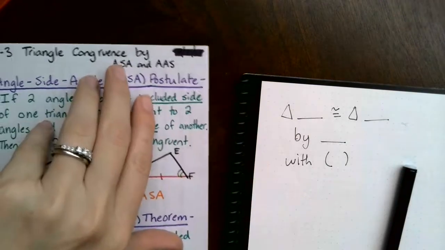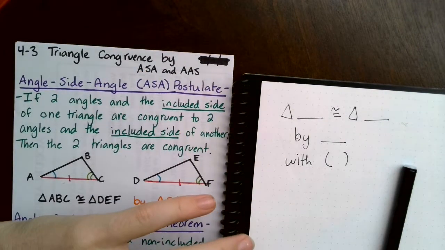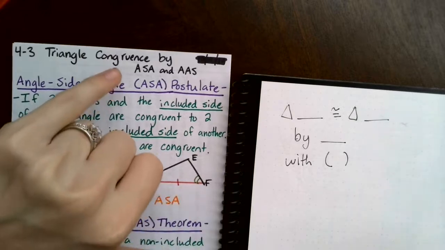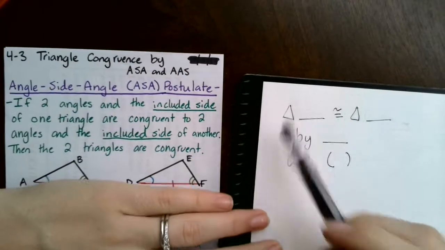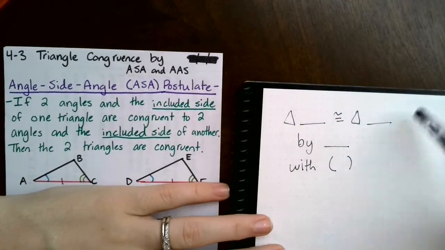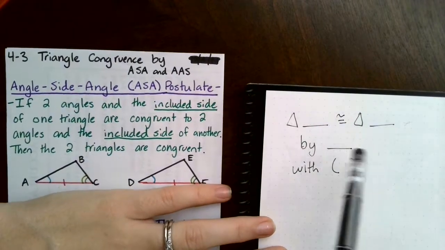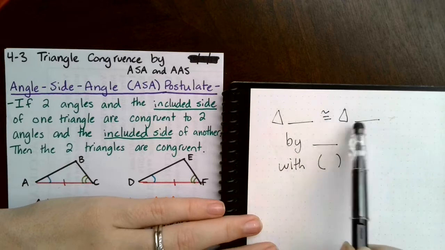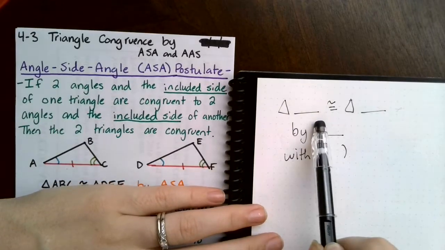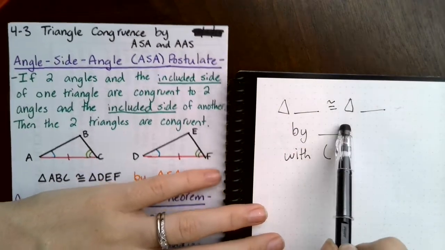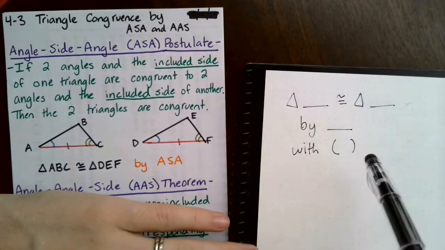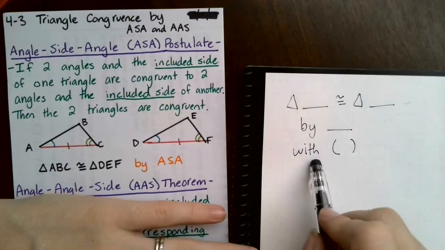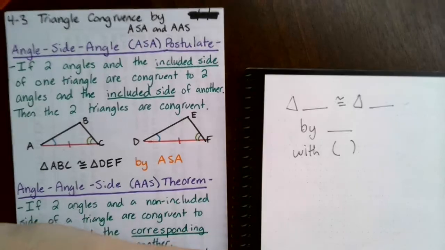Okay, so before I start with 4-3, I want to specify something about triangle congruence that was also important in 4-2, and that's our triangle congruence statement, which I touched on a little bit in 4-2, but it's mainly saying triangle what is congruent to triangle what by either SSS, SAS, ASA, AAS, and with what.